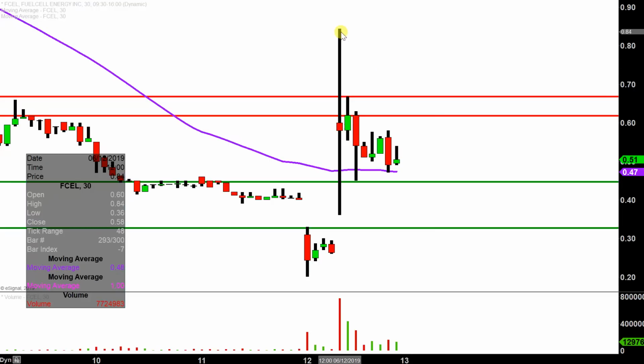Now, am I saying it's going to shoot straight up to 85 cents? I'm not saying that, but there's definitely some potential if it can work its way through this resistance zone right here. So interesting setup going forward. Great volume today, great volatility. So we'll see if there's some more gas left in the tank or not.